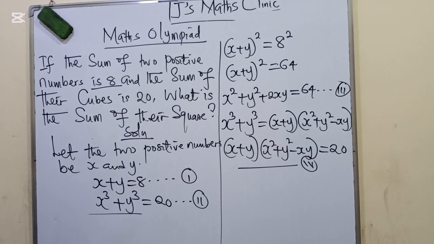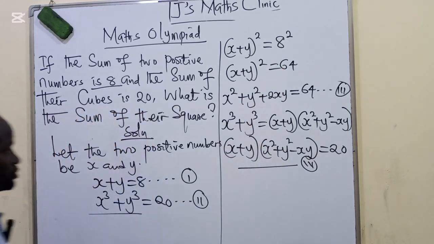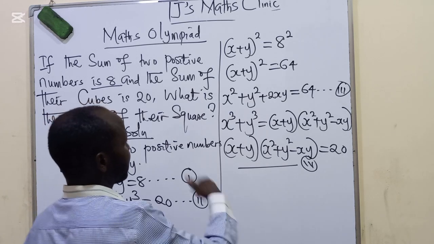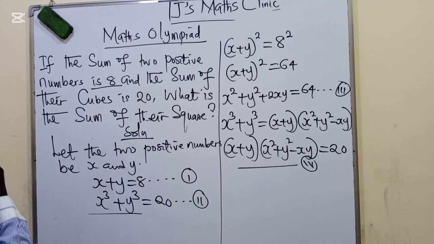Very important. From here, we can as well work on this. We have equation 3, equation 4, equation 1, and equation 2, respectively. We are asked to find the sum of their squares, which means we are looking at x squared plus y squared. That's what we are looking for.